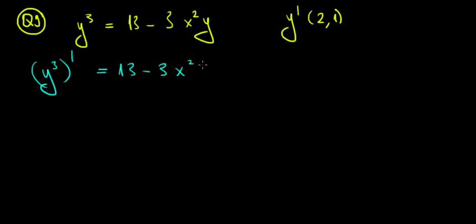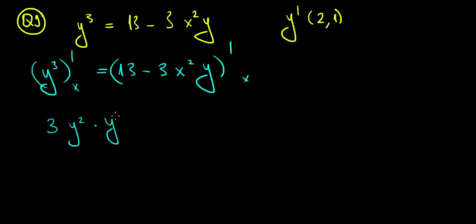Don't get confused by too much terminology. So derivatives, and we're differentiating with respect to x. x is our variable of interest. What is y cubed's derivative? Well, by using the power rule, that's just 3y squared. But remember, y is not our variable of interest. y is a function of x, so we're using the chain rule. We're differentiating the function itself, so multiplied by y derivative, equals 13's derivative.